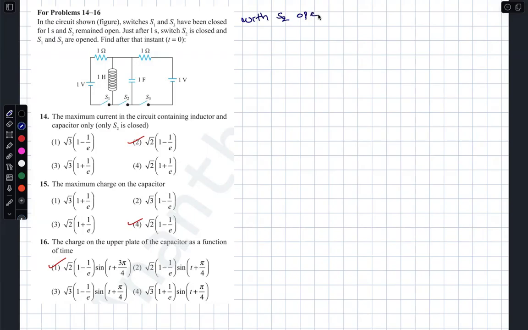With S2 open, the left part of the circuit has nothing to do with the right part of the circuit. The left part becomes an LR circuit, and the right part becomes an RC circuit. With S2 open, it is an LR circuit, and this is an RC circuit.